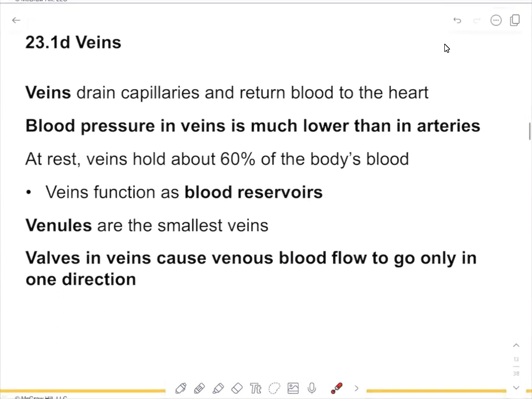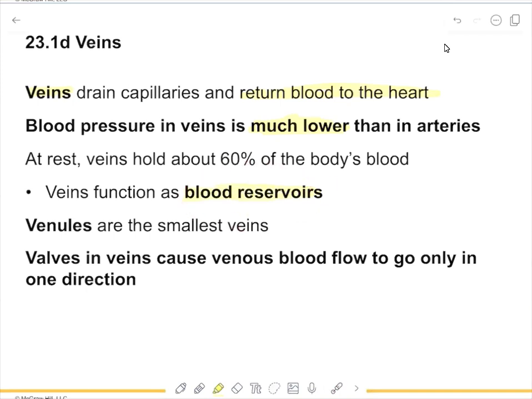The next group of blood vessels is the veins. And veins are going to drain capillaries and return blood to the heart. So one of their jobs is venous return, returning that blood back towards the heart. The blood pressure in the veins is going to be much lower than arteries. So it begins high in the aorta, and then it's going to start to slowly decrease and decrease until we get to the veins. One thing that we refer to the veins is that it has a blood reservoir.